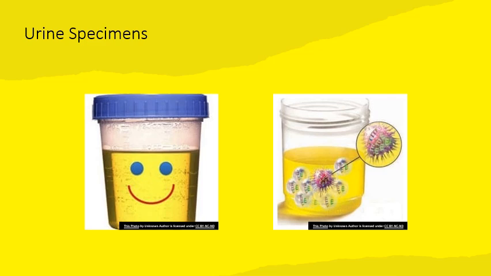Normal voided specimen: when they need a urine specimen, you have to be sure to send it to the lab within 5 to 10 minutes or put it on ice. If it's sitting there for more than 15 minutes, it starts to break down and change.